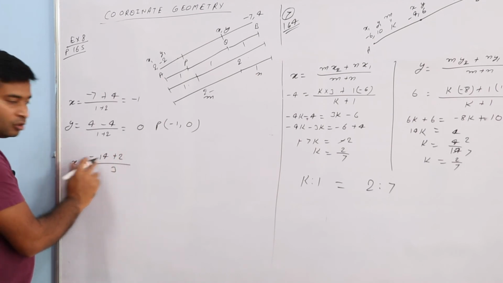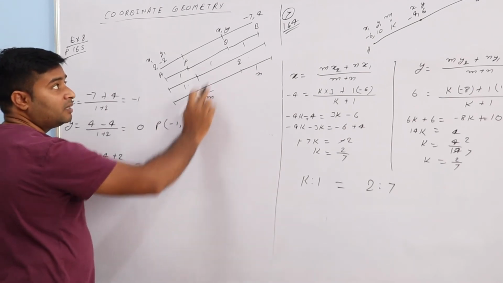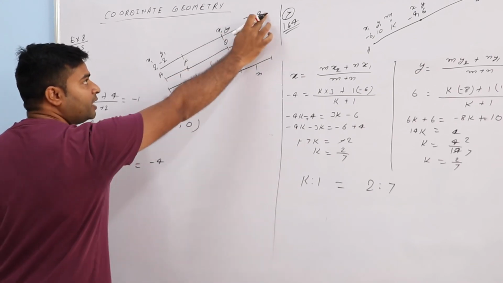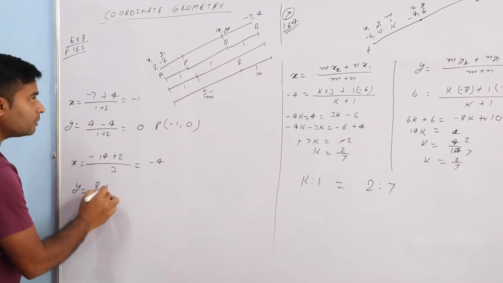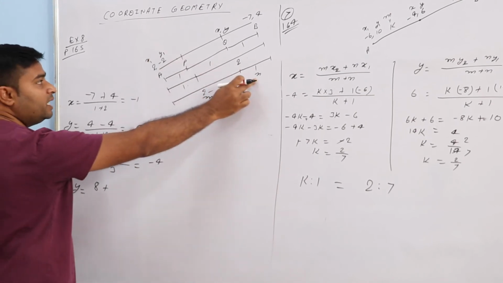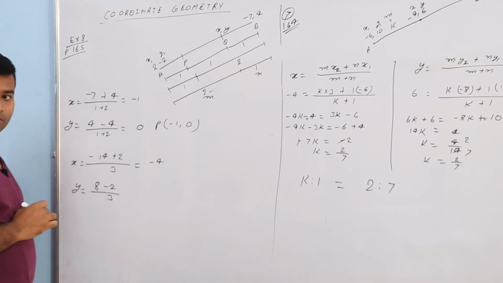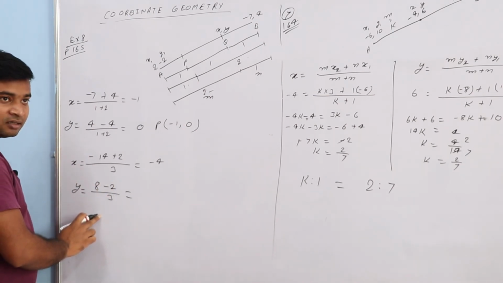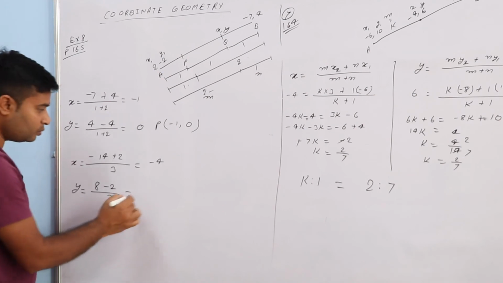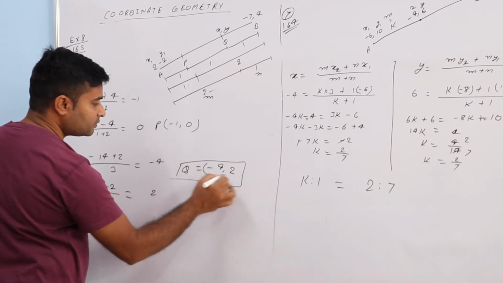So how much become this one? Minus 12. Minus 12 by 3 is minus 4. Acha, now y is equal to y. M y2. 2 into 4 is 8. 8 plus n y1. So 1 into minus 2 is minus 2. By how much? 3. 2 plus 1. This is 6. 6 by 3 is 2. So you get Q is equal to minus 4 comma 2.